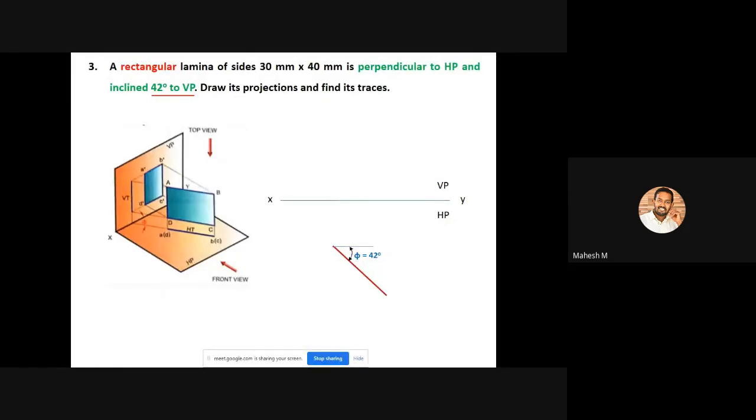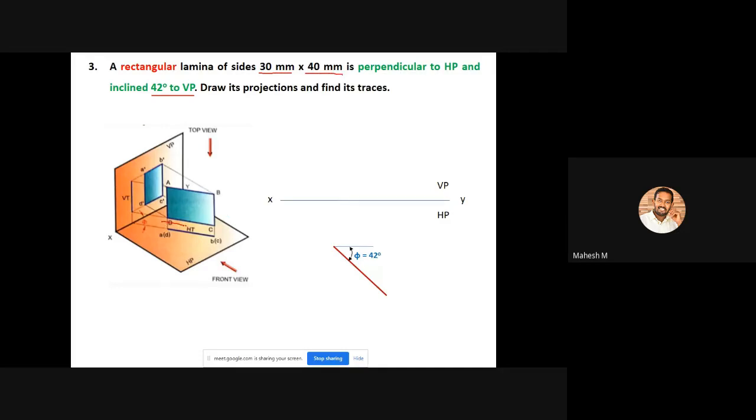So what will be the length of this line, whether it is 30 or 40? Length into breadth is our condition, so the length is 30 mm and the breadth is 40 mm.